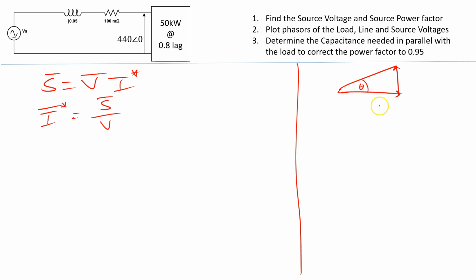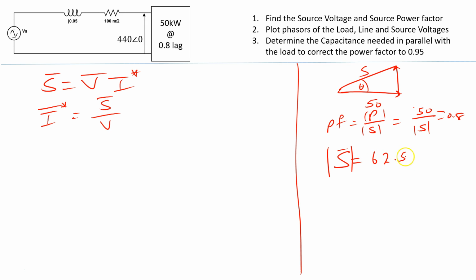So I know that P is 50 and I have S here. Cosine theta is 0.8. I know the power factor is equal to P on S, which is equal to 50 on S is 0.8. So the magnitude of S at least, which is this magnitude here, is 50 over 0.8, which is 62.5 kVA.